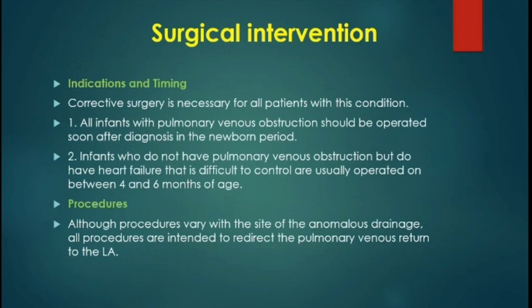All patients with total anomalous pulmonary venous drainage will definitely need surgical intervention. But it is urgent for patients with obstruction. They should be operated soon after diagnosis in neonatal period. Patients without venous obstruction can be operated late in the age of 4 to 6 months. The procedures depend on the type of the pathology, and all the procedures intend to redirect the pulmonary venous return back to the left atrium.